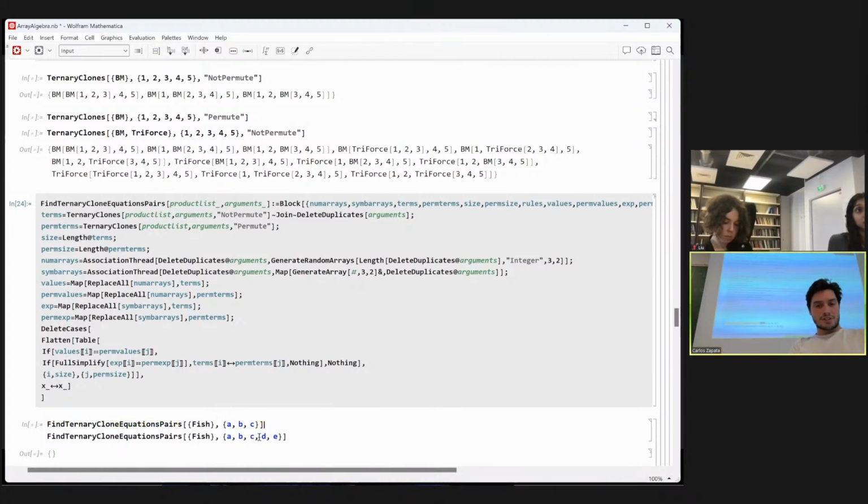So for example, this first argument here is going to find, in the fish product, how many equations exist of the form A, B, C equals one of the 3 elements A, B, C, or equal to one of the permutations of the elements. And of course, we all know that the fish doesn't have any symmetries. So the output of that first line is empty.